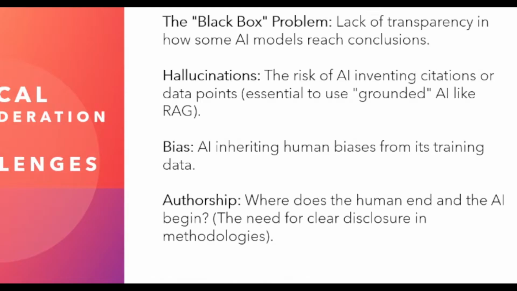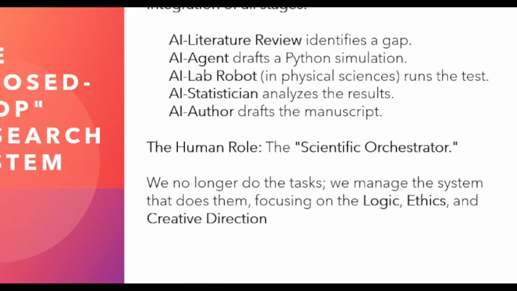So the fourth point, authorship. Where does the human end and the AI begin? The need for clear disclosure in methodologies. You have to do that. After all doing this, who claims authorship, you or the AI? Okay, go to next.